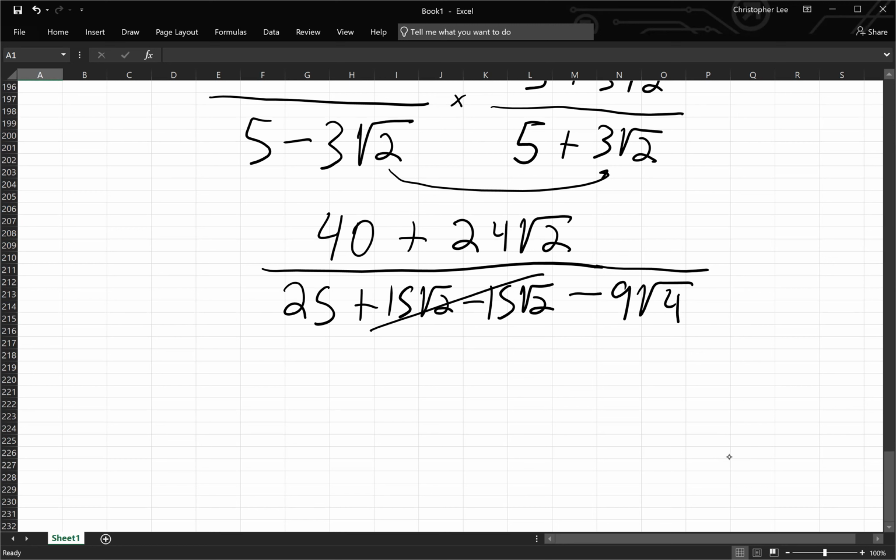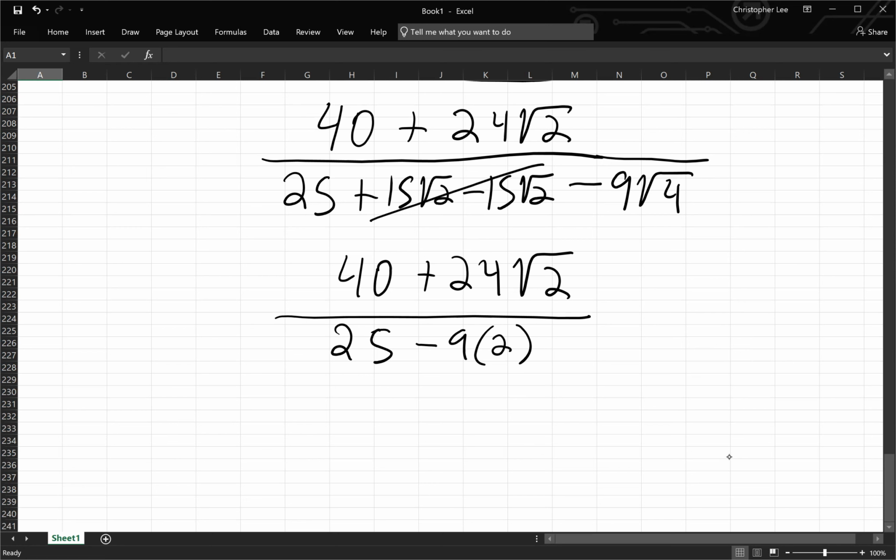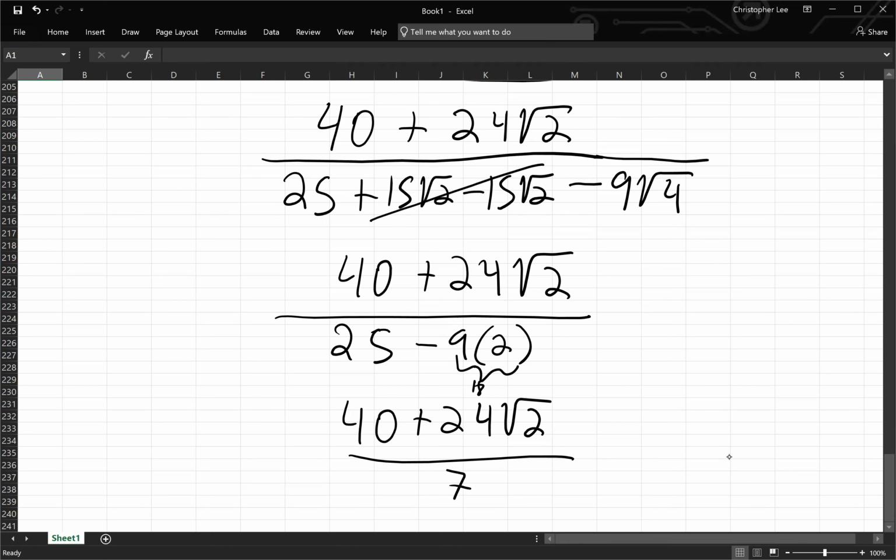These cancel out. This is going to become 40 plus 24 square root 2 over 25 minus 9 times what? 2? Something like that. Then we're going to multiply that. So we have 40 plus 24 square root 2 over 25 minus what? 18? What's 25 minus 18? 5, 6, what's it, 7 or something? Yeah. And that's it. Here's your answer.